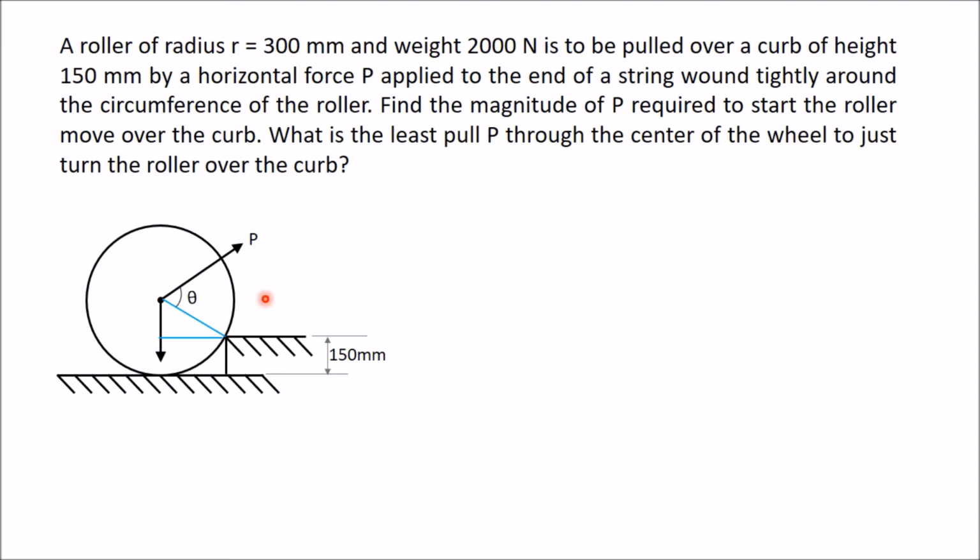In the second case, you have to apply this force P at center, and angle of this force from this line is assumed as theta. You have to determine minimum value of P which is required to turn this ruler over this curve at this point of height 150 mm.